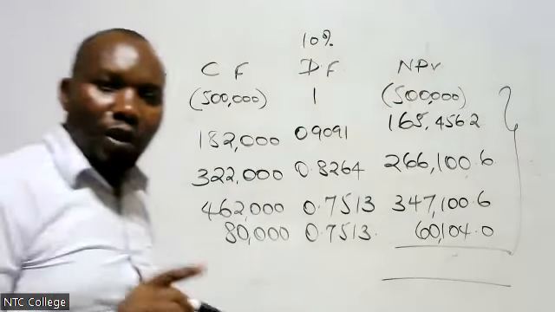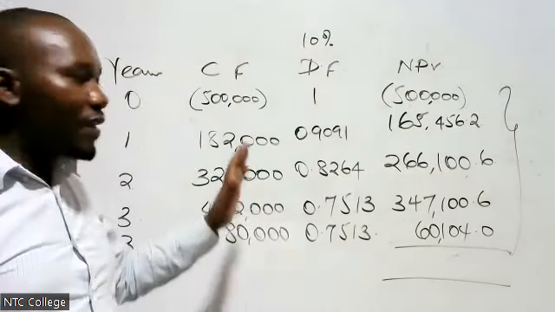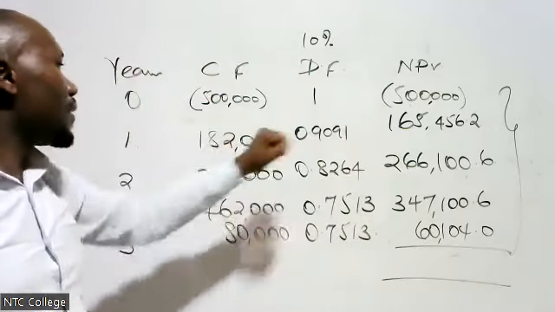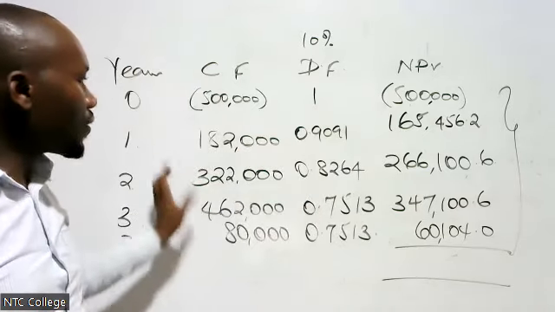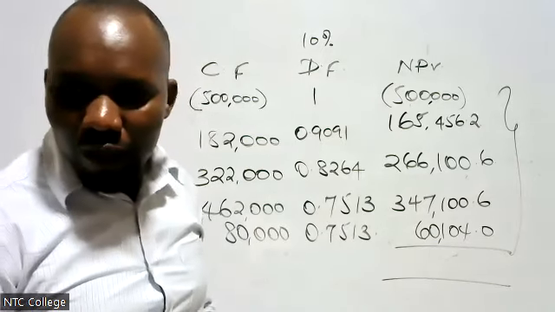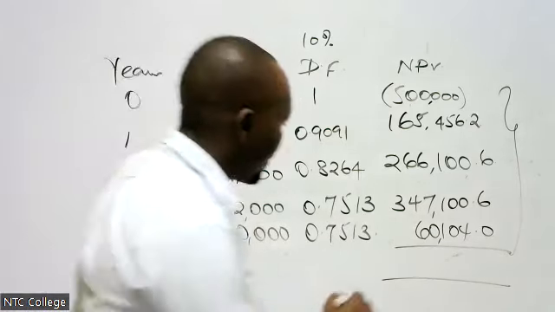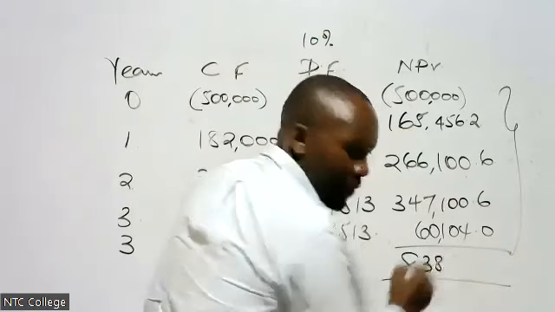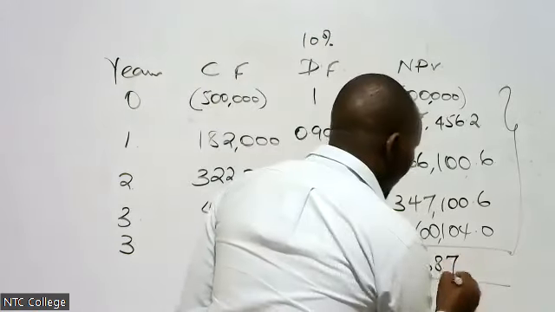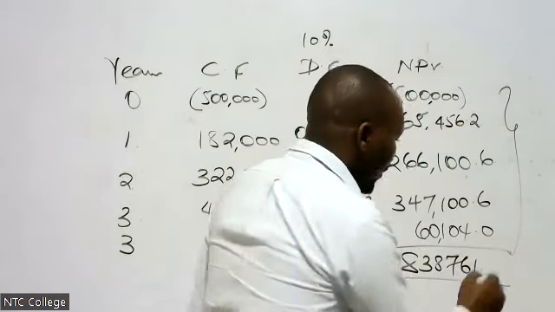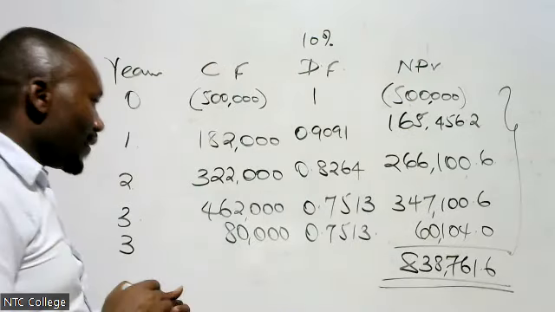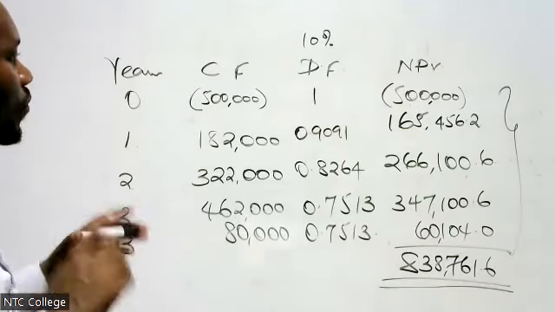So whenever you have irregular cash flow, irregular meaning that they're not the same, always put them in a columnar form. Each year separate. Get their discounting factors separate because the cash flows are not the same, and use PV. So the total should be 838,761.6. So that is it for getting NPV.